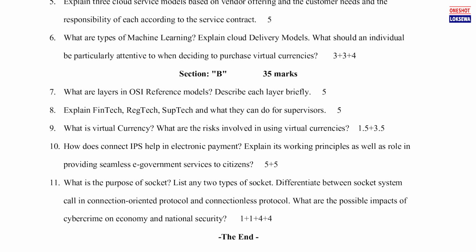10. How does Connect IPS help in electronic payment? Explain its working principles as well as its role in providing seamless e-government services to citizens. 11. What is the purpose of a socket? List any 2 types of sockets. Differentiate between the socket system call in connection-oriented protocol and connectionless protocol. What are the possible impacts of cybercrime on the economy and national security? The end of subjective questions.